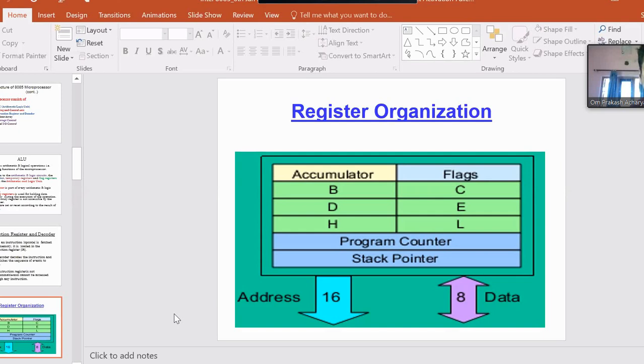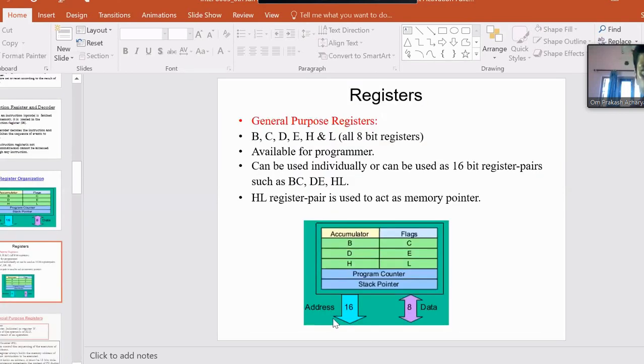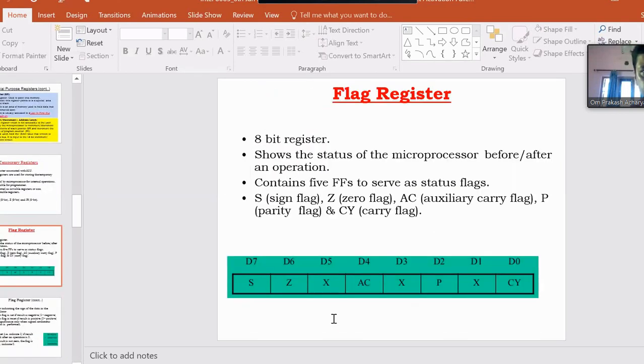Then another, there is the address bus and data bus. What is the size of the address bus? It is 16-bit and the data bus is 8-bit. These are things we already covered. Then we will go to pins and signals.